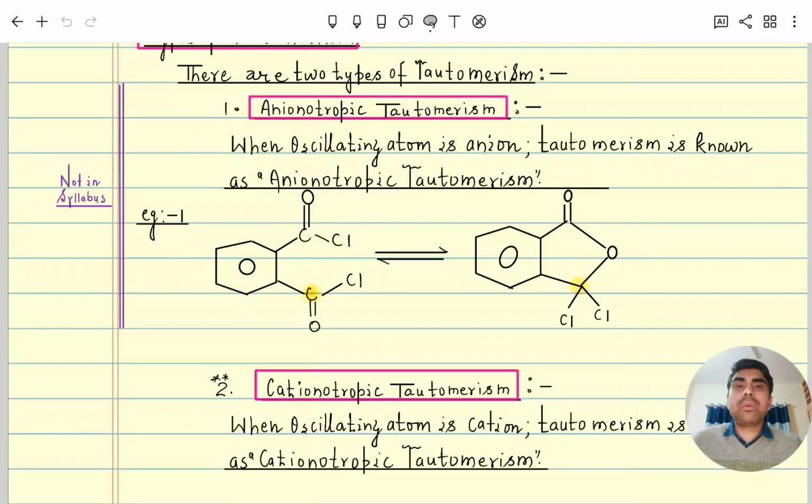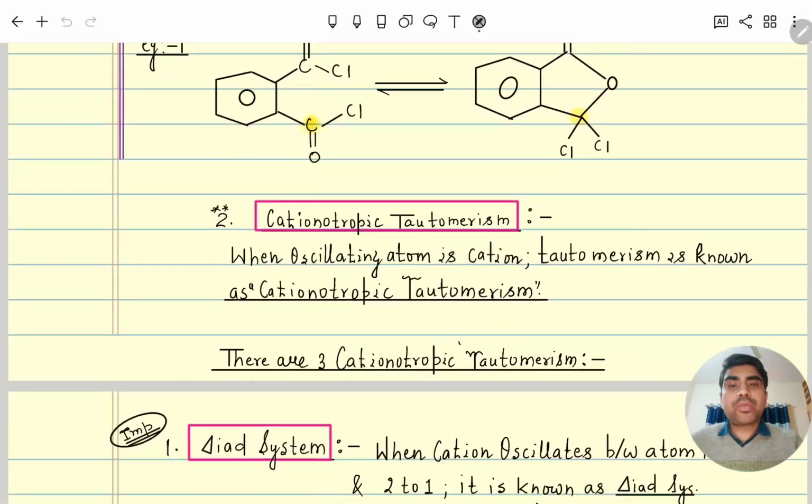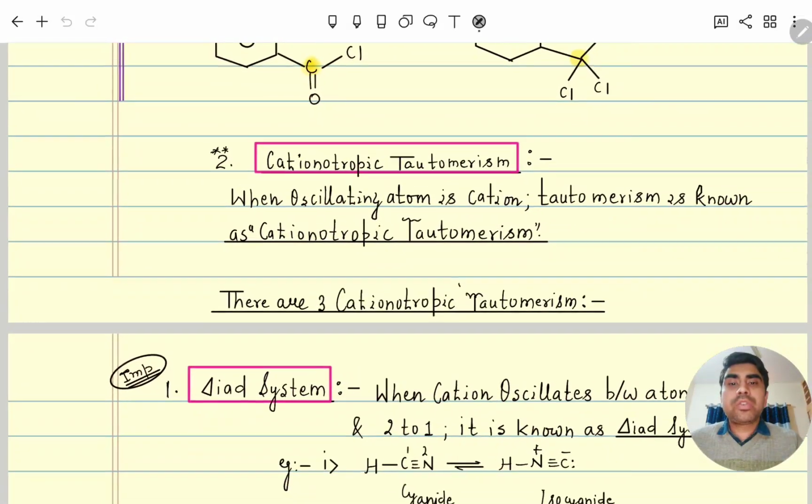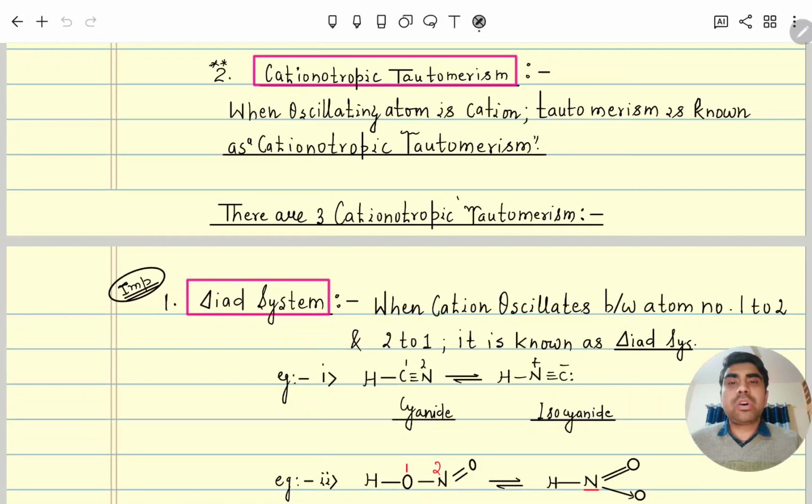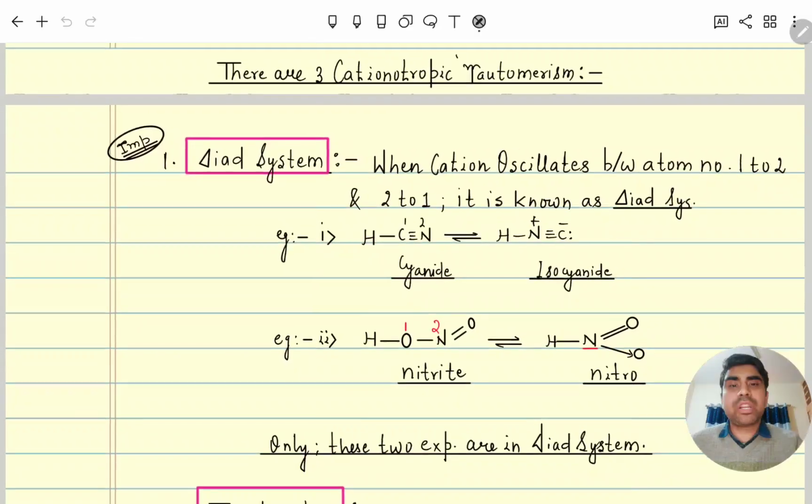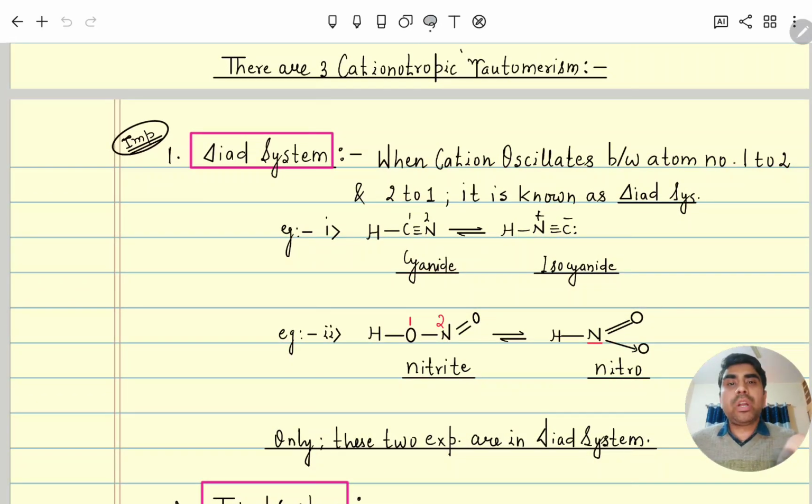By the way, this is not in our syllabus. Just to complete that type, we discussed it a little. Now moving to what we will study properly. Cationotropic tautomerism means oscillation of a cation will happen. There are three types of cationotropic tautomerism: dyad system, then triad system, and then space tautomerism. In the dyad system, the cation will oscillate from 1 to 2 or 2 to 1.